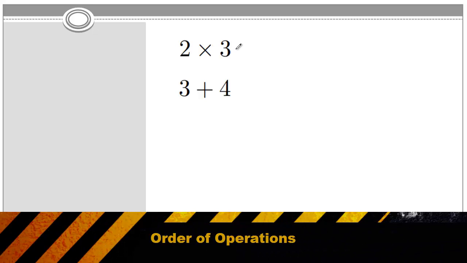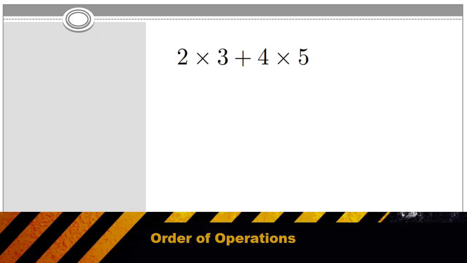Oftentimes in mathematical operations, the order I actually do my math doesn't change my answer. For example, 2 times 3 will give me the exact same answer as 3 times 2. And likewise with 3 plus 4. 3 plus 4 gives me the exact same answer as 4 plus 3.